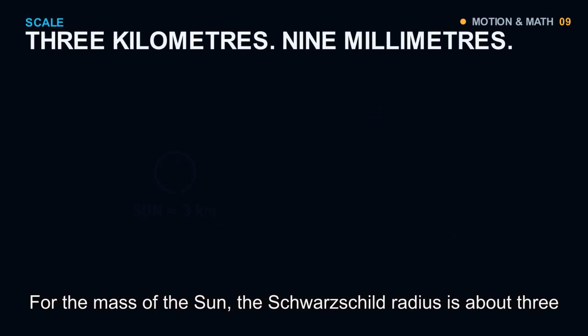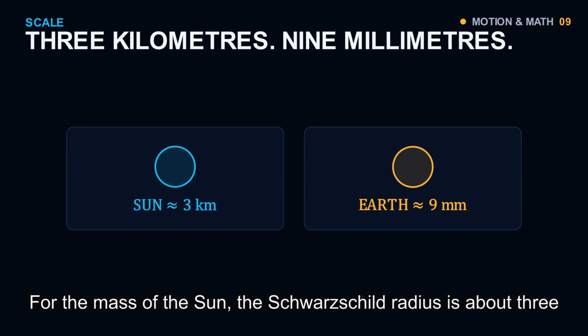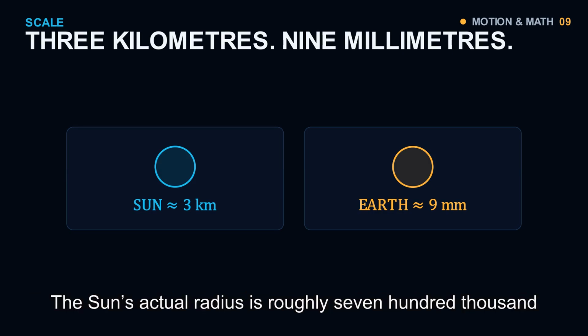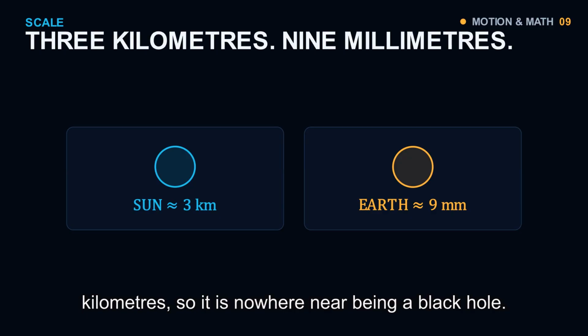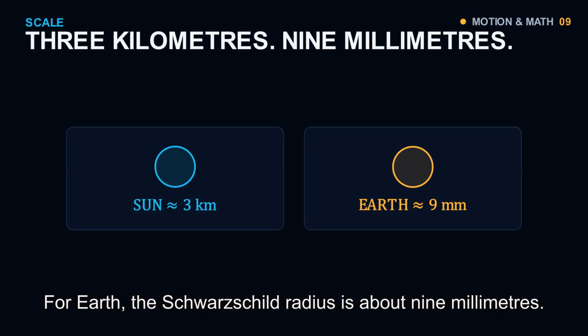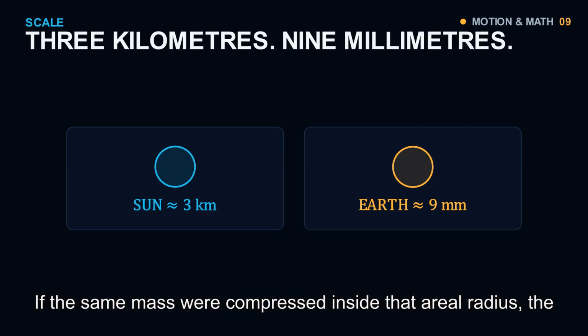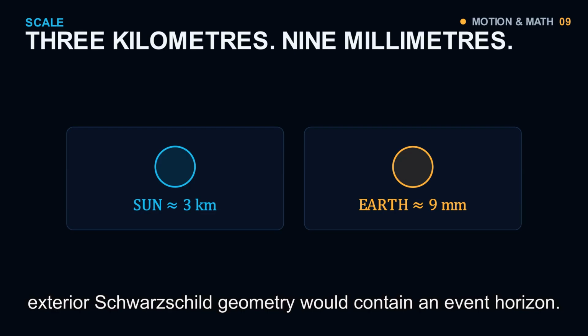For the mass of the Sun, the Schwarzschild radius is about 3 kilometers. The Sun's actual radius is roughly 700,000 kilometers, so it is nowhere near being a black hole. For Earth, the Schwarzschild radius is about 9 millimeters. If the same mass were compressed inside that areal radius, the exterior Schwarzschild geometry would contain an event horizon.